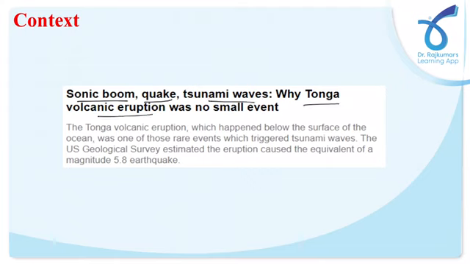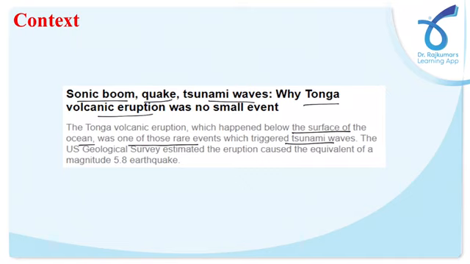What has happened here is that below the surface of the ocean, one of those rare events occurred which triggered tsunami waves. Now we can see here that the tsunami waves traveled across the Pacific Ocean as well as other oceans of the world, to continents like North America, South America as well as Australia. So tsunami waves traveled across the South Pacific Ocean to these different continents.